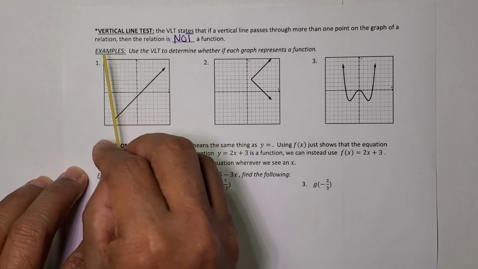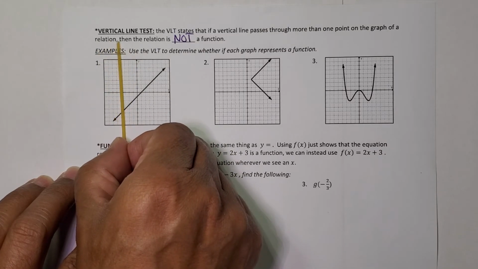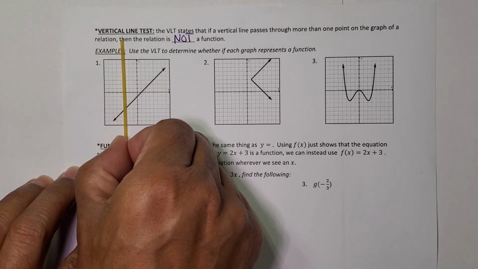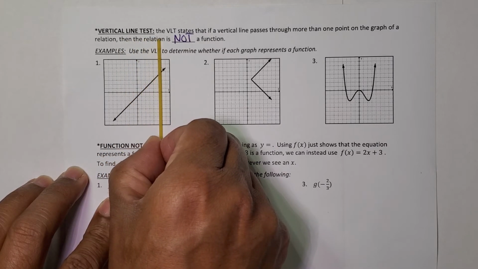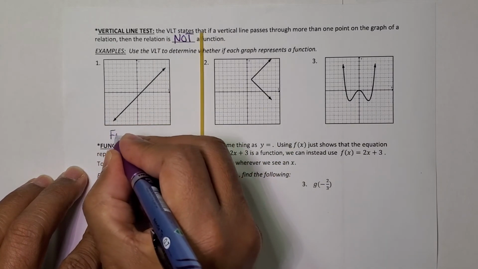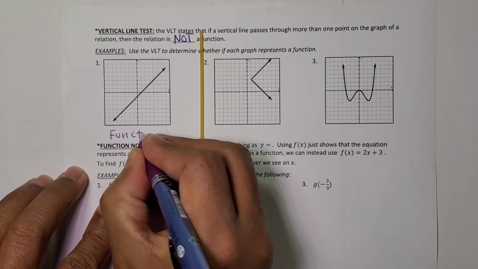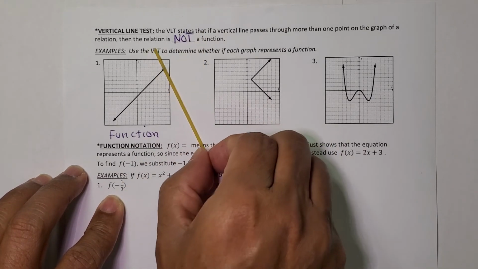So let's start with this one here. If I run this line, representing this spaghetti piece, representing a line, as you can see, it's only going to cross this graph at one point every single time. So that means that this relation is a function. This graph represents a graph of a function. Let's go on to the second one.